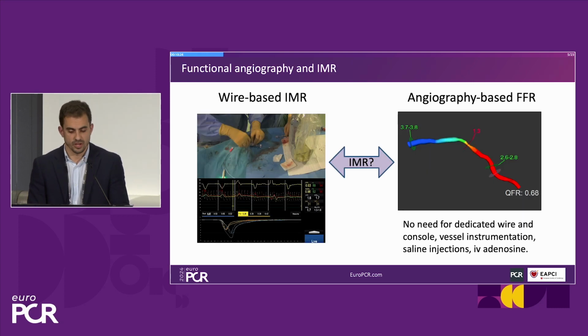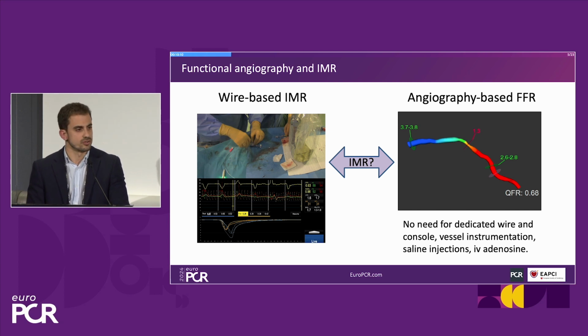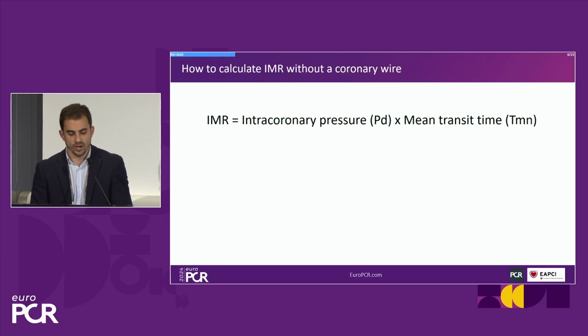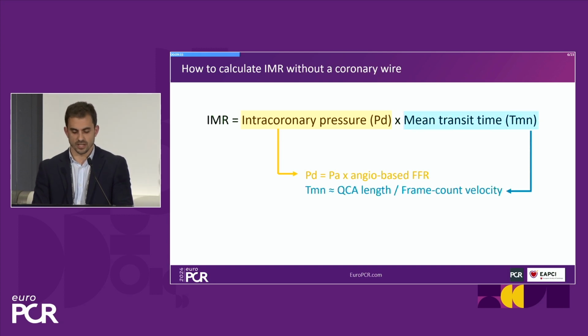Of course, we have seen that we are able to measure and to infer, without a wire inside the coronary artery, both pressure and flow, but I assume we agree that it's desirable to be able to measure resistances, and that's what angio-IMR comes to answer. We know IMR basically depends on intracoronary pressure, the distal pressure, and the mean transit time, which is a surrogate of flow.